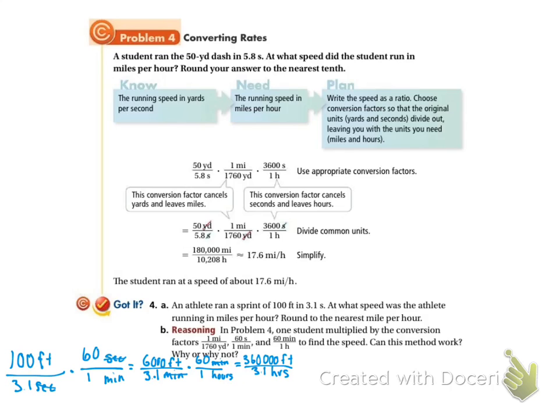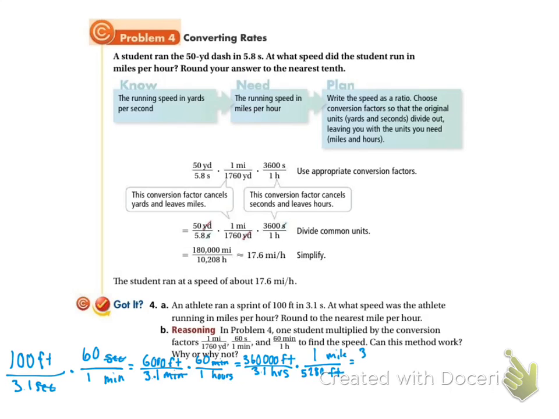Okay, now I got into hours, but I want to get into miles now. So I need to get rid of the feet. So I'm going to put feet on the bottom so they'll cancel off. And I'll put miles on the top. Actually, mile. 1 mile is 5,280 feet. And so now my feet are going to cancel off when I multiply.